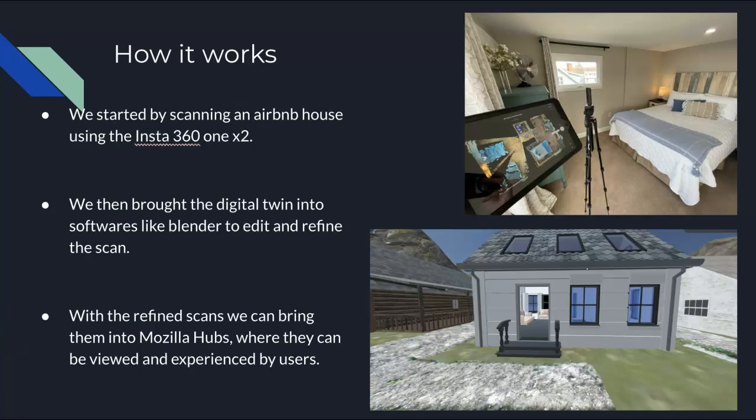We used Mozilla Hubs because it's easily web accessible and convenient. The camera we used to capture the house was an Insta360 One X2.